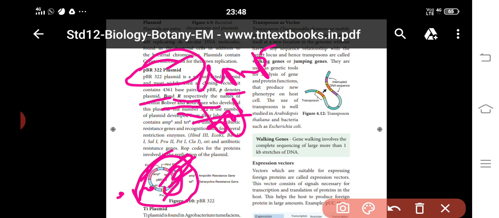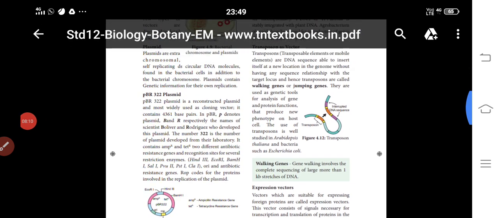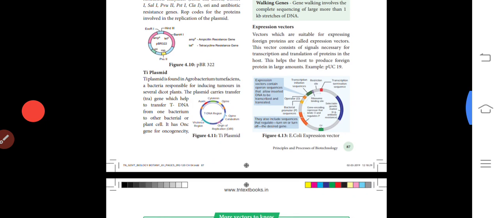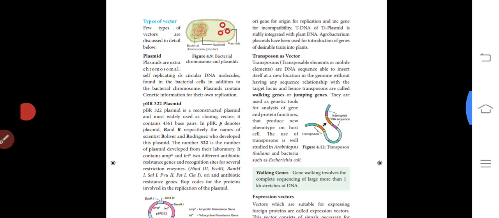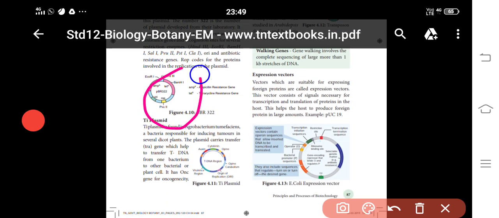So 322 is the number of the plasmid developed in the laboratory, and in the laboratory 321 plasmids were developed. That I already told you, pBR322. So the next one is the Ti plasmid.